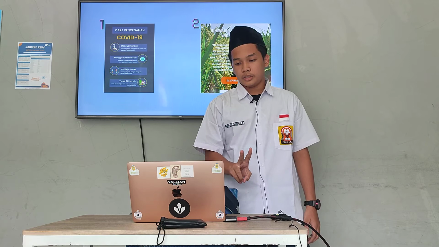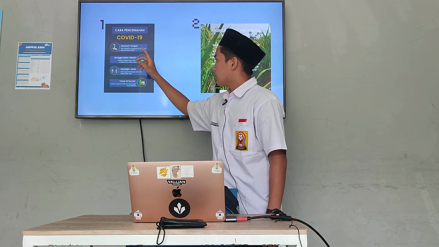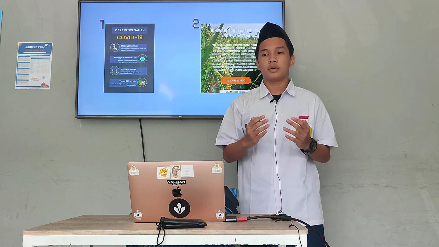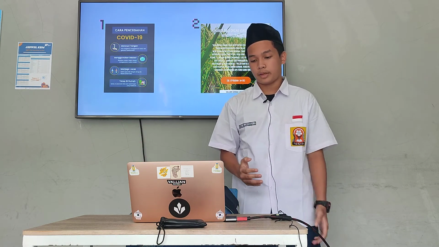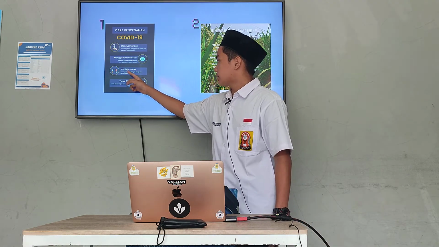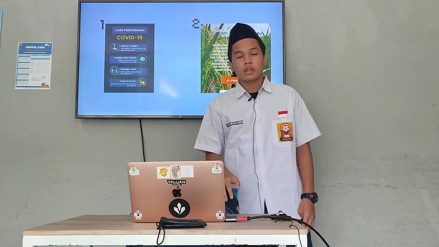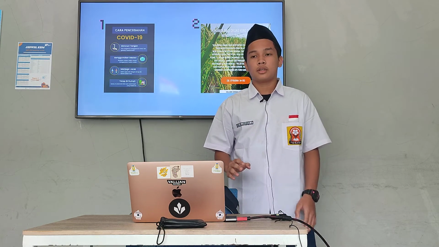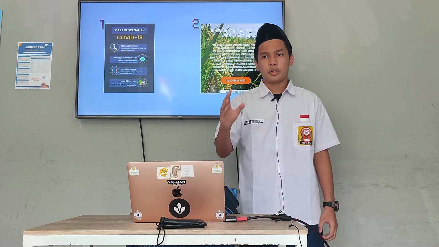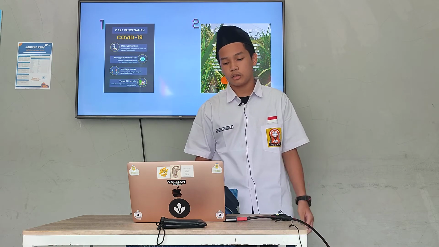And the second one is use a mask. Use a medic mask, and stay away from scuba masks, because a medic mask is more functional than a scuba mask. And the third is social distancing. Always keep social distance from other people and avoid crowds, because if you go to a crowd, COVID will easily go to other people and other people and other people, and all of us will get COVID.